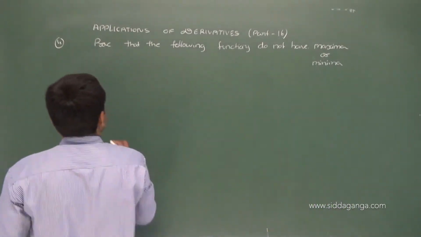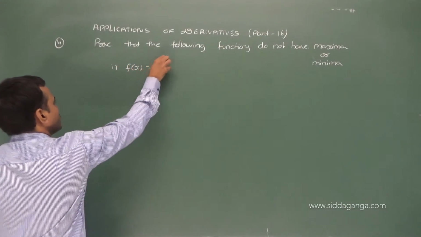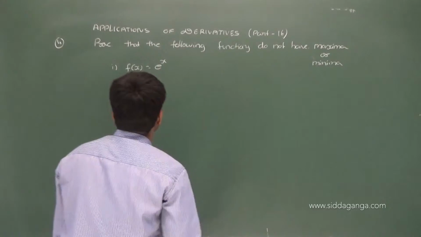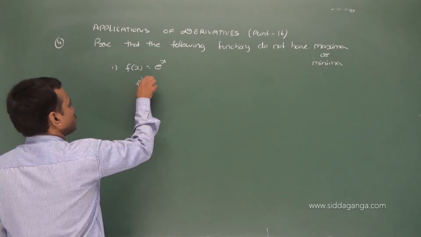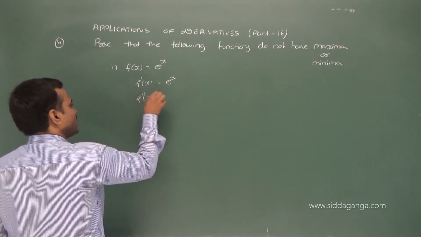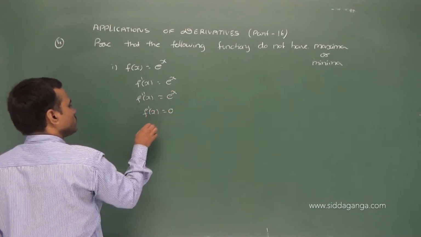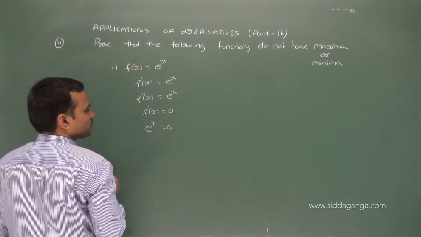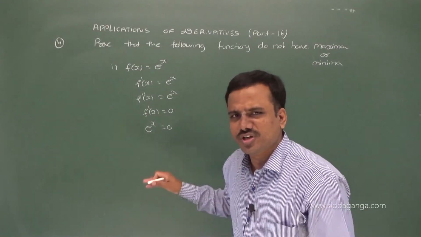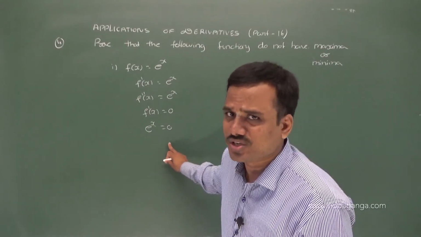First problem, f of x is equal to e power x, correct? So we differentiate it, f dash of x is again e power x, no problem. F double dash of x is e power x. f dash of x is equal to 0, e power x is equal to 0. That means, so e power x, substitute any real value of x, it is not equal to 0.